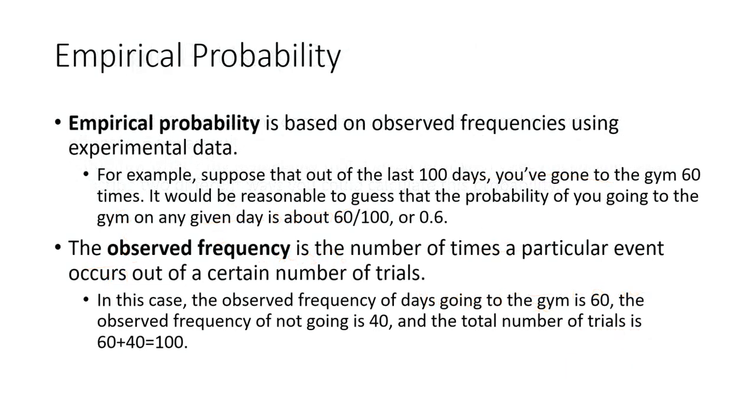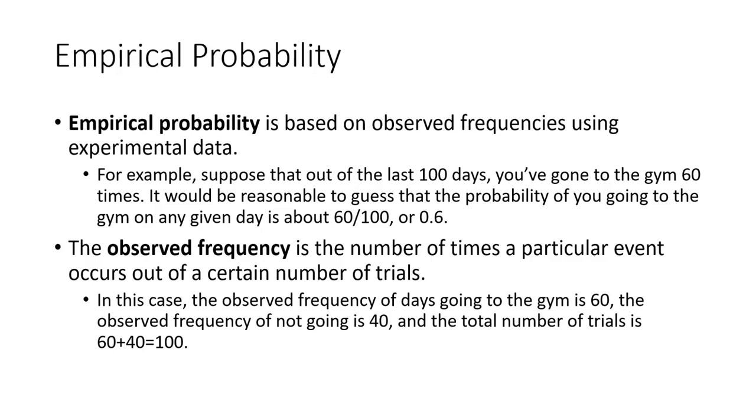Empirical probability is based on observed frequencies using experimental data. Whereas with theoretical probability we predict what's going to happen before we do an experiment, the empirical probability is measuring what happened after we did the experiment. So suppose out of the last 100 days you've gone to the gym 60 times, it'd be reasonable to guess that the probability of you going to the gym on any random day is 60 out of 100, or about 60%.